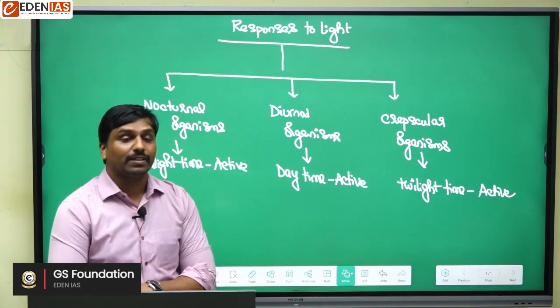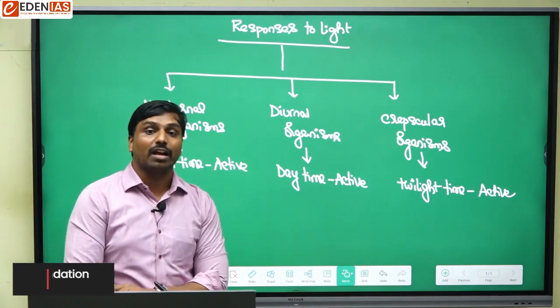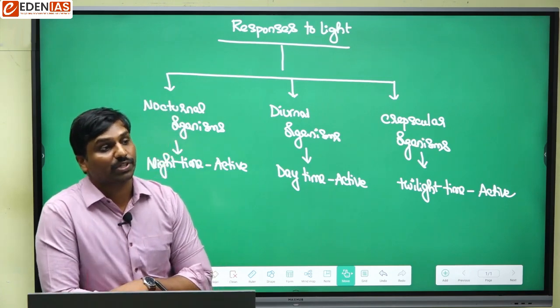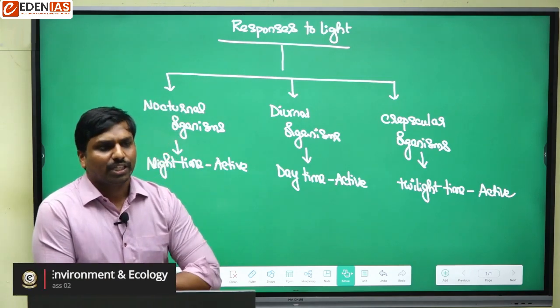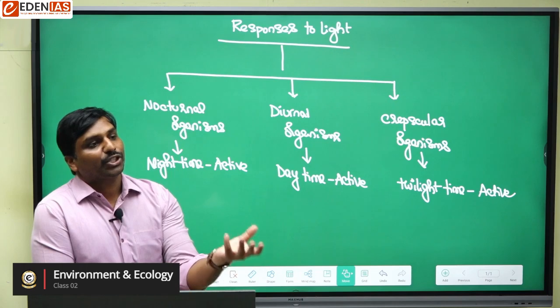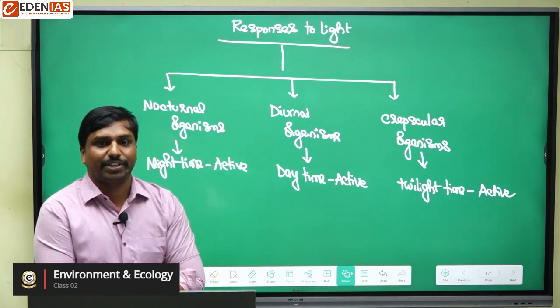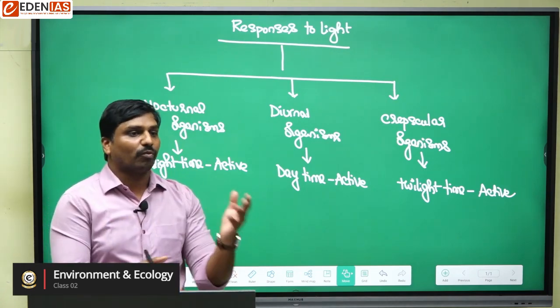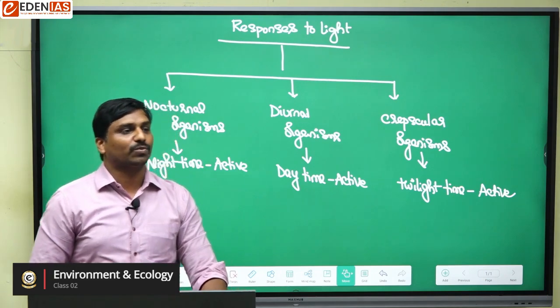Likewise, we have some examples like marsupials, kangaroos. Kangaroos also will be mostly active during twilight times. Twilight in the sense during the sunrise and during the sunset time period. Okay, likewise. So that is one response of organisms to the light.